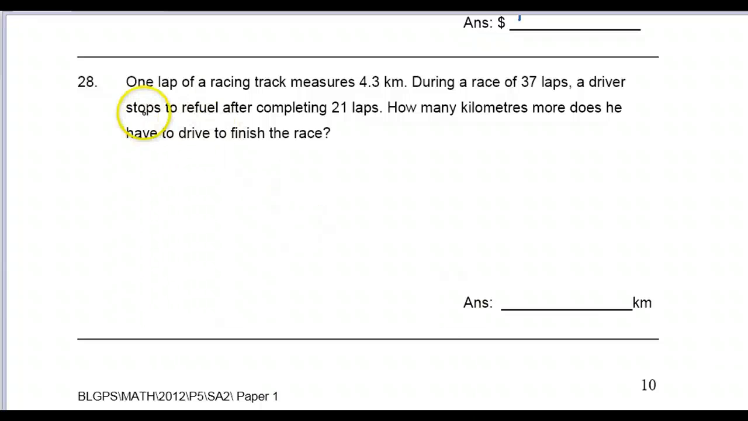Question 28. One lap of a racing track measures 4.3 km. During a race of 37 laps, a driver needs to refuel after completing 21 laps. So altogether there are 37 laps. The driver stops to refuel after 21 laps. How many more kilometers does he need to finish? So I take 37 laps minus 21 laps, I will get 16 laps.